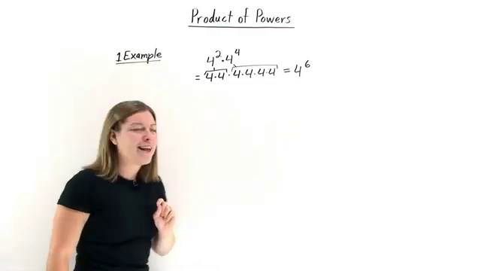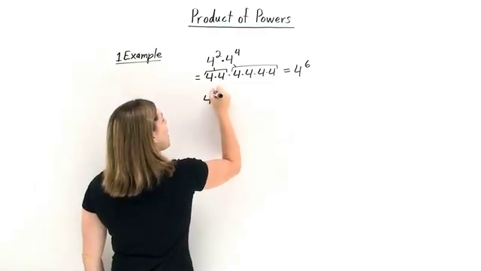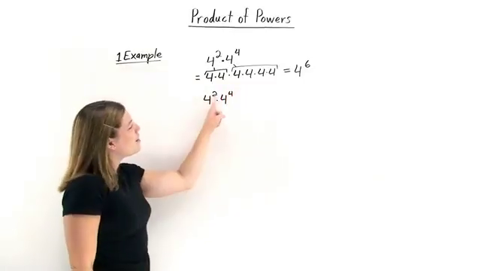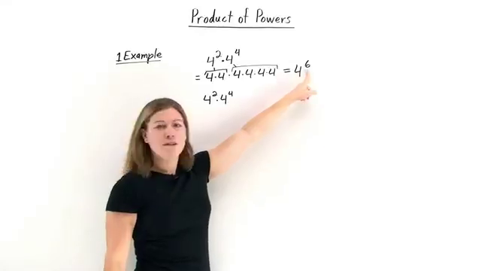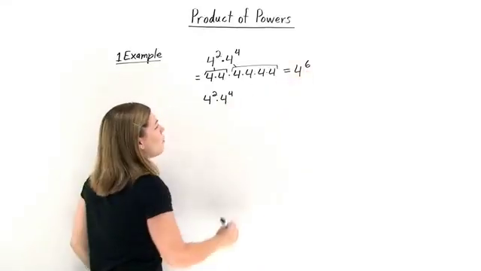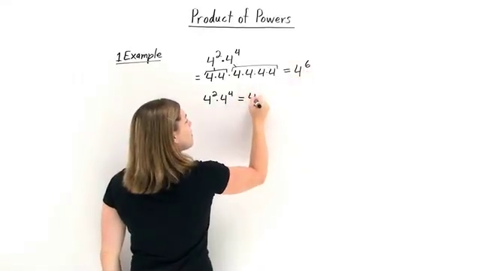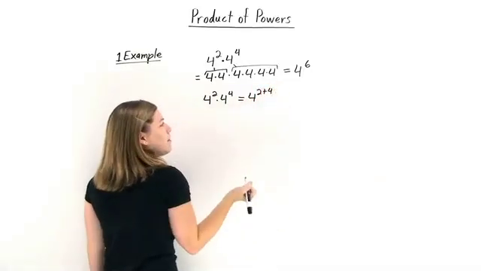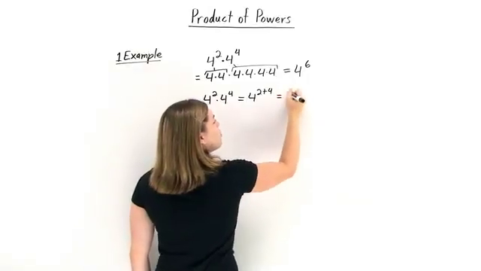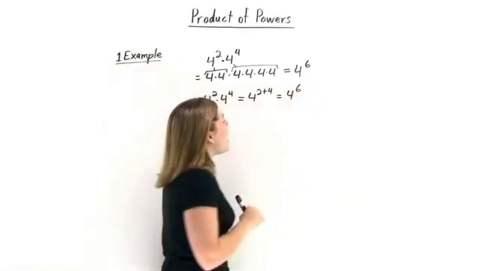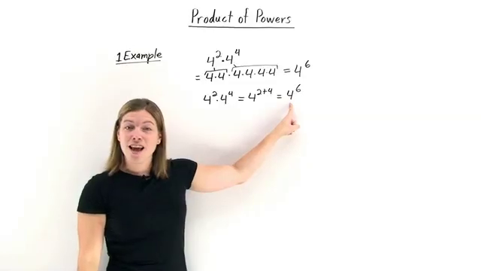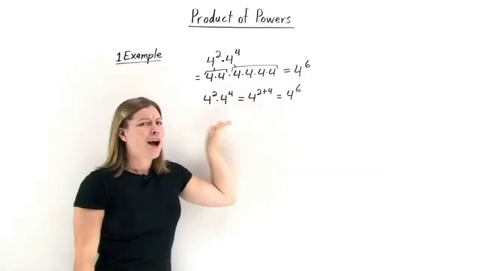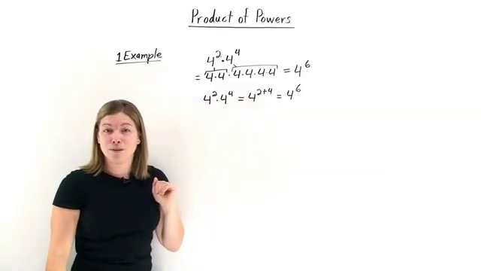Now take a look at this. Let's say again that we have 4 squared times 4 to the 4th. If we look at these exponents, 2 plus 4 is 6. So here, what if we rewrote it like this? Having that base of 4 and just taking those exponents and adding them together. So here, 2 plus 4 is 6. And we get 4 to the 6th again, just like we got when we expanded everything out. I wonder if this can work for other examples.